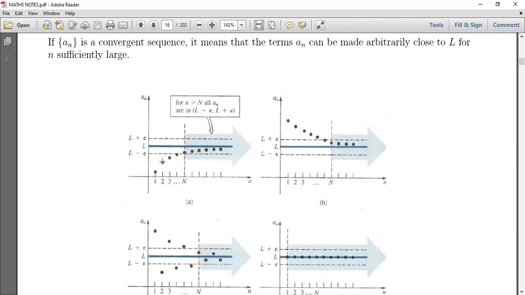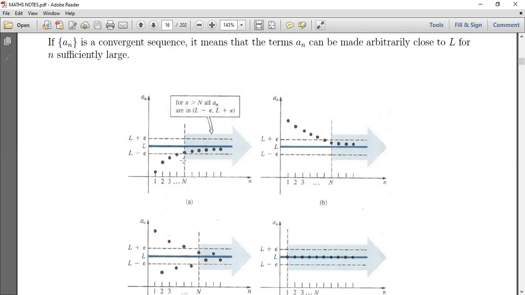Then let's go to n equal to 2. This distance here is still bigger than epsilon. Are we together? Then let's go to n equal to 3. This distance here is still bigger than epsilon. Then let's go to n equal to 4. This distance here is bigger than epsilon. But there exists an n which is greater than capital N.